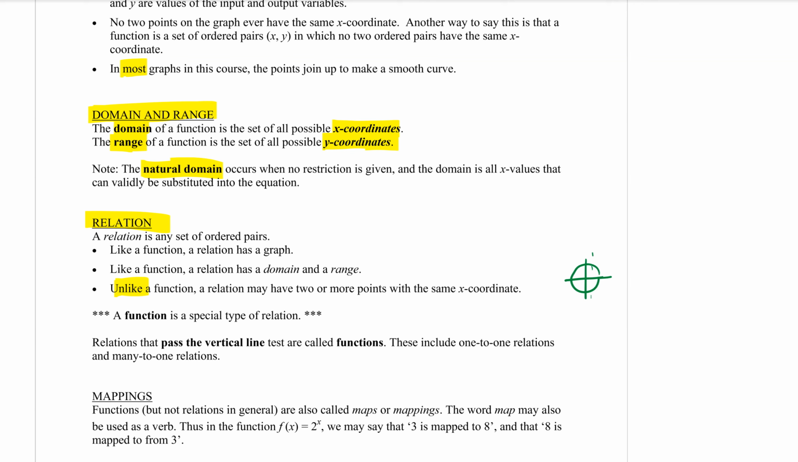Whereas a function is much more specific, it will only have one y value for every x value. Yeah? So that means that a function is a special type of relation. Relations basically cover all the different graphs that we have, and the functions are the more specific ones that only have the one y for every x. Okay? It's like a little subgroup.